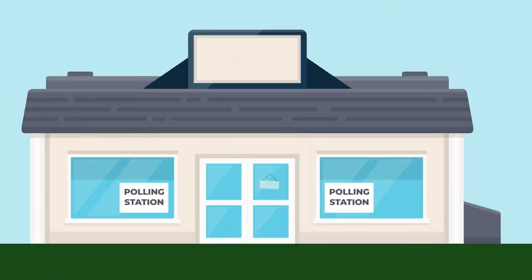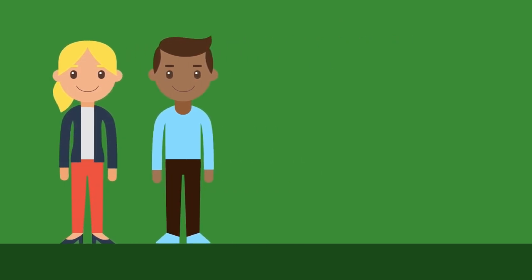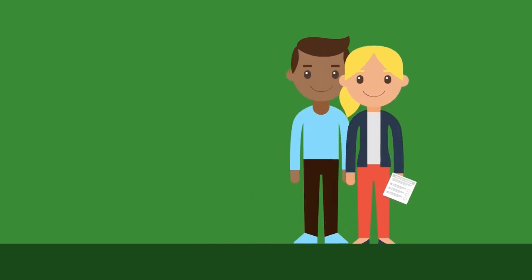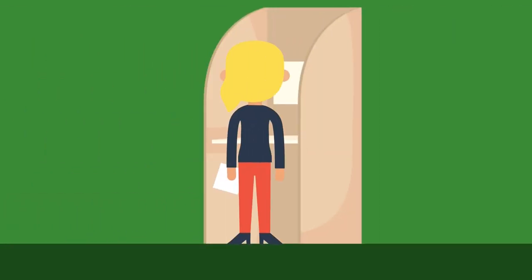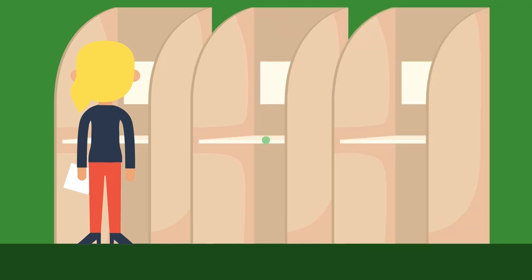When you go into your polling station, we will ask to see your ID. If you would like to do this in private for any reason, that's not a problem. Please just let us know. A member of staff will issue you with your ballot papers, and you will then be directed to the polling booth to cast your vote. The booths are private areas, so no one else can see how you vote.